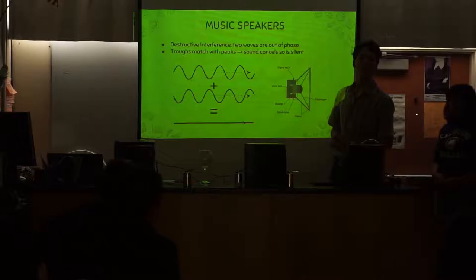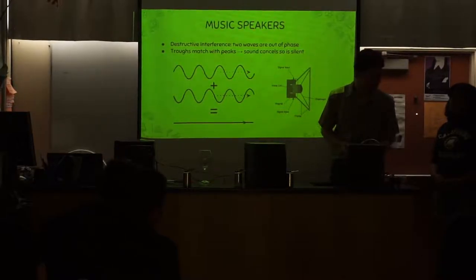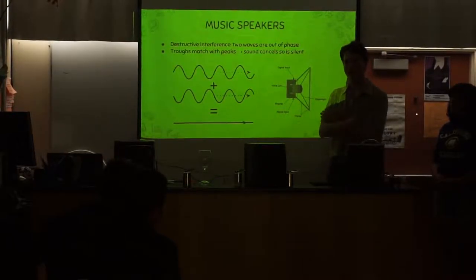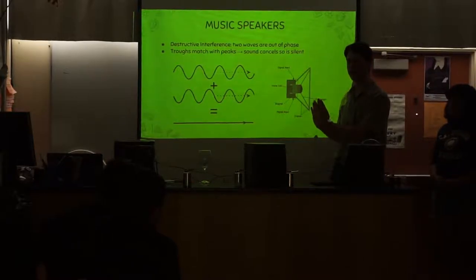This pushing motion of the cone back and forth is what pushes the air. Now, what kind of wave might that be making? We saw with our slinky the two types of waves. What kind of wave is it if it's pushing back and forth?